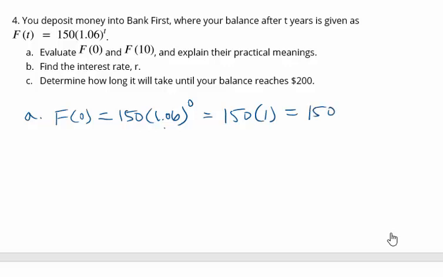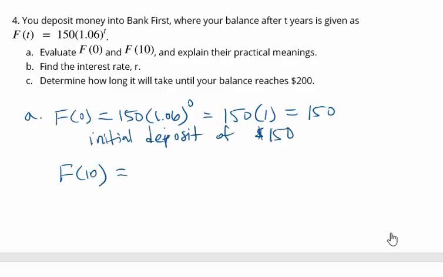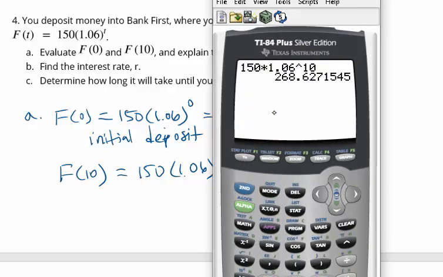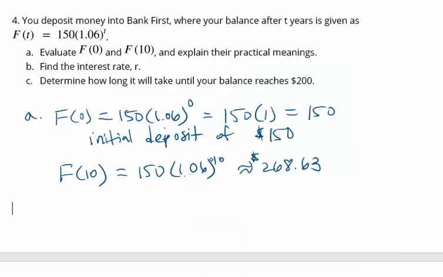Okay, and we can just say that this is the initial deposit. Okay, f of 10 is going to be 150 times 1.06 to the 10th, and that's about 268.63. And so after 10 years, the account's balance would be about $268.63.